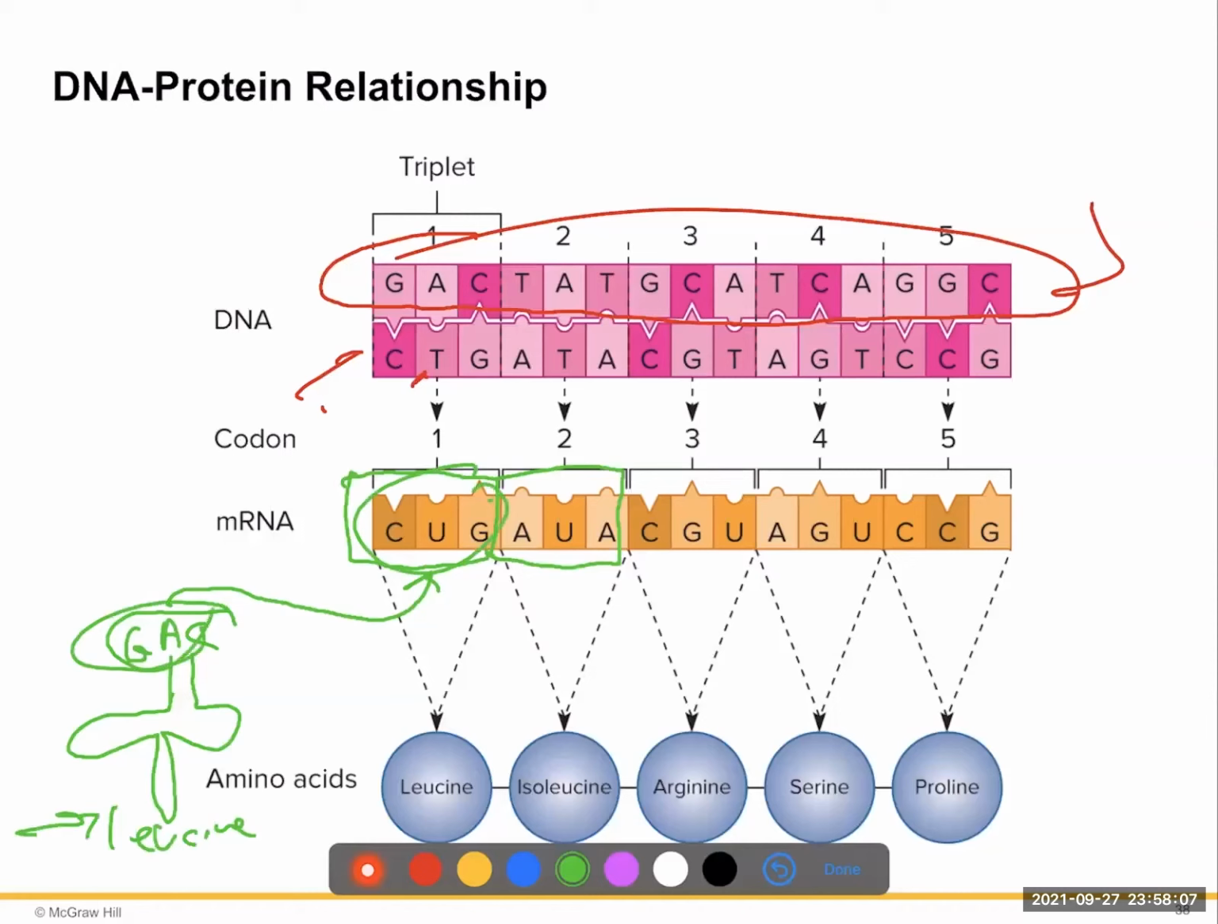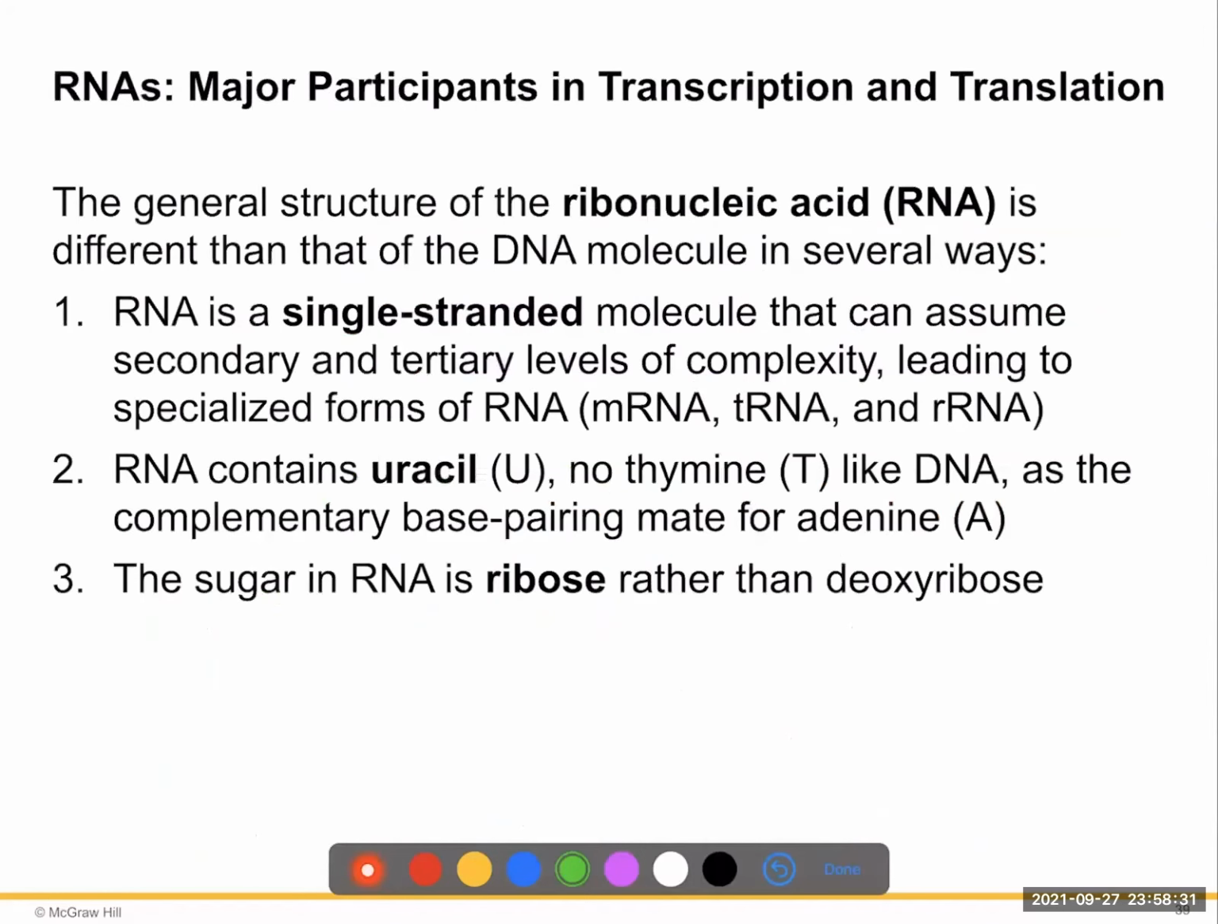Okay, we have AUA. The next one is going to code for uracil, adenine, uracil. That's the transfer RNA. It's going to match up with that, and then the ribosome is going to stick together another amino acid. This is going to be isoleucine. So 3-unit codes code for our particular amino acids. And there's only 20 amino acids that make up all the proteins in the entire human body.